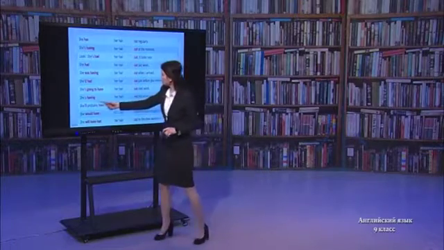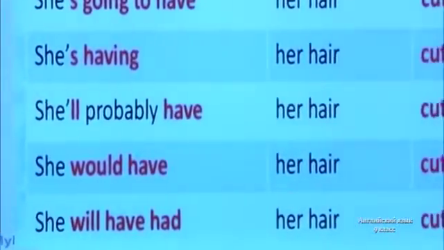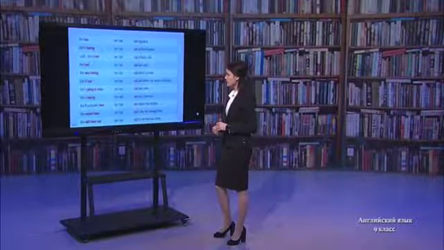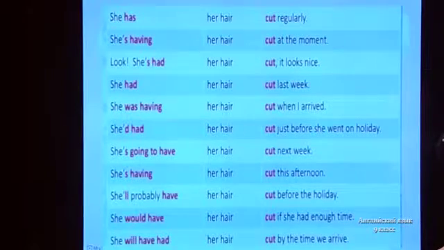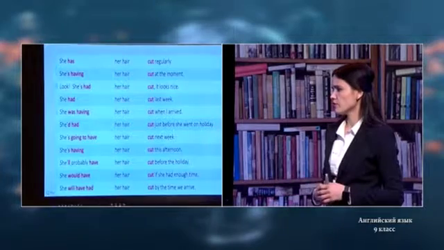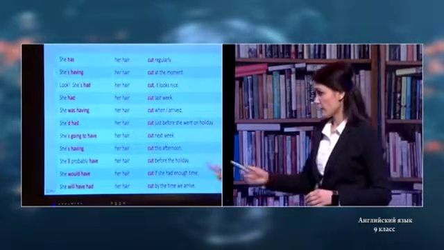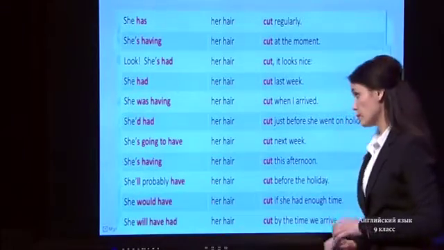Well, and probably, you see the signal word of future tense, probably. She will probably have her hair cut before the holiday, because she's too busy to do it, or she doesn't have time to go and have her hair cut. That's why probably, not exactly. And in this case we use the verb will.